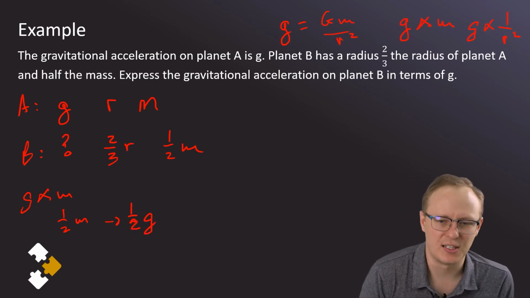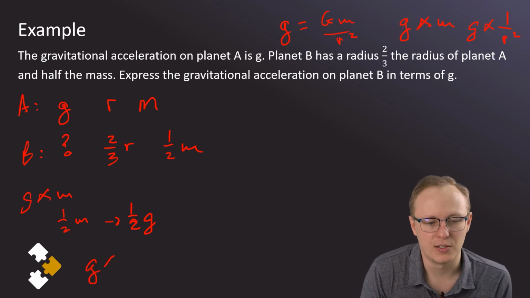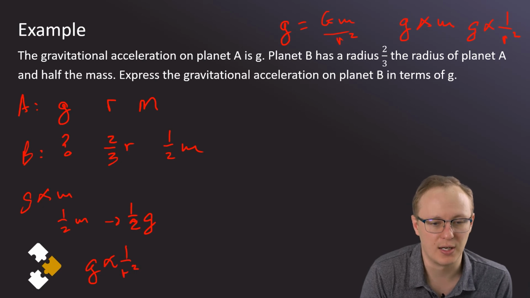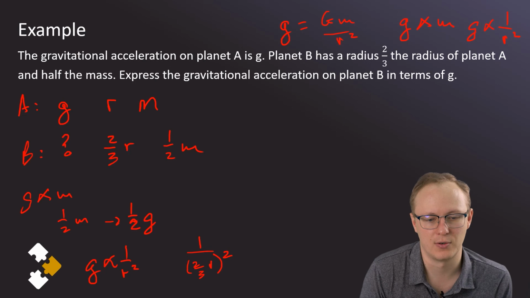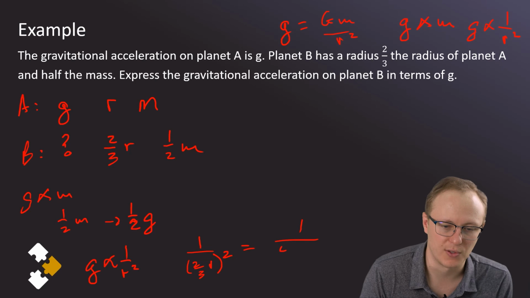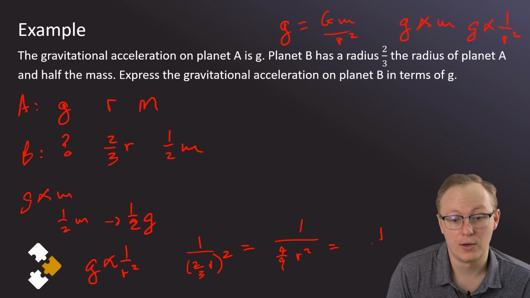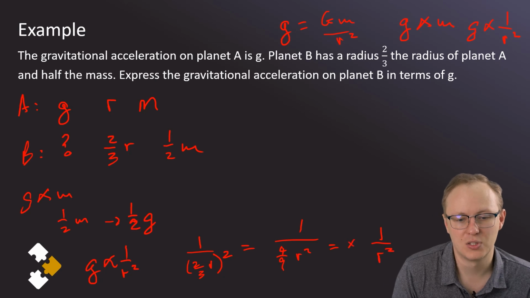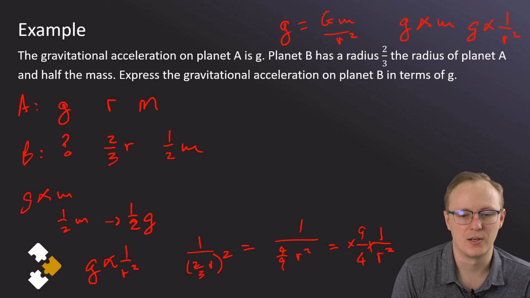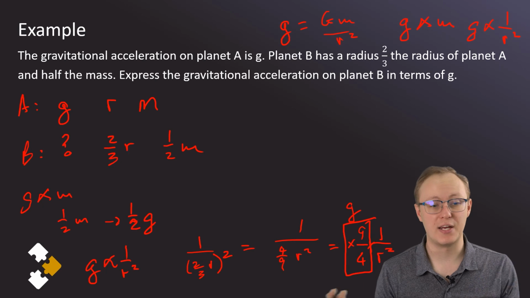But then we've also got to see how changing the radius affects it. So here we know g is inversely proportional to the square of the distance. Now we've got 2 over 3r, and remember that whole thing is still squared. So 1 over (2 over 3r) squared, we're just going to square top, square bottom. So it's going to be 4 over 9r squared. And this then is the same thing as 1 over r squared times 9 over 4. So that is what happens to g due to changing the radius.